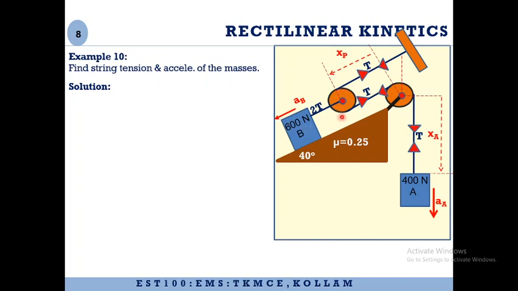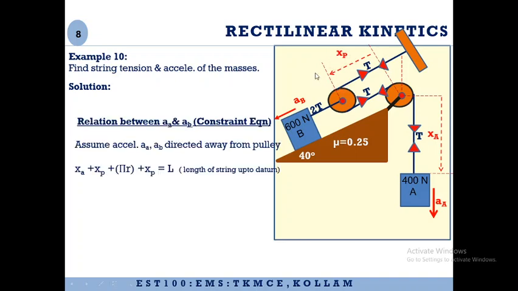That means if this pulley moves by 1 meter, this block also moves by 1 meter. If this pulley has an acceleration A, this block will also have the same acceleration. Therefore it is enough that we analyze the displacement and acceleration of this pulley. Now, writing the constraint relation, if you look here, the first term in the constraint relation is XA.